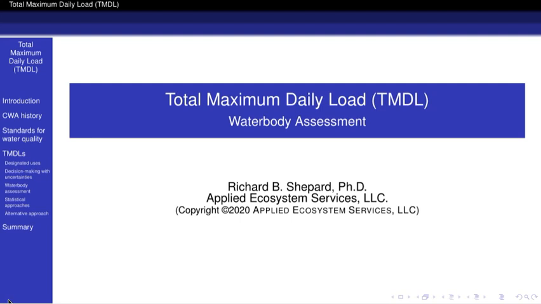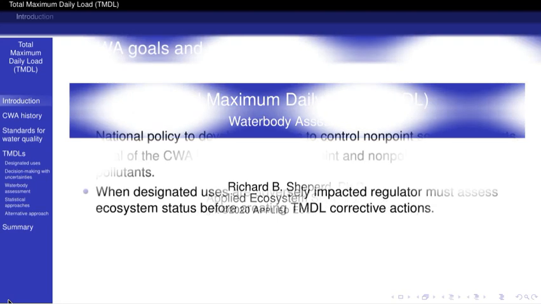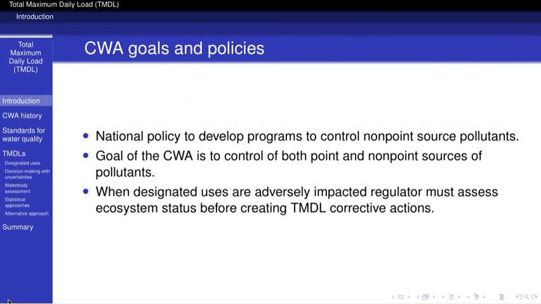Total maximum daily loads, TMDLs, are the tool used by environmental regulators to address non-point source pollution under the Clean Water Act. The Act's policies and goals are that it is the national policy that programs for the control of non-point sources of pollution be developed and implemented in an expeditious manner so as to enable the goals of this Act to be met through the control of both point and non-point sources of pollution.